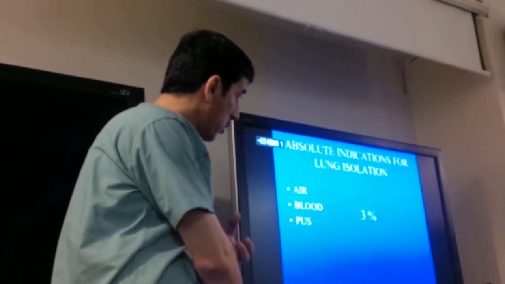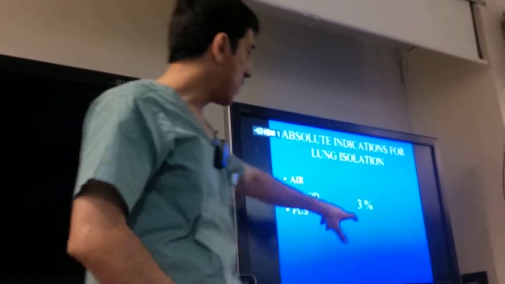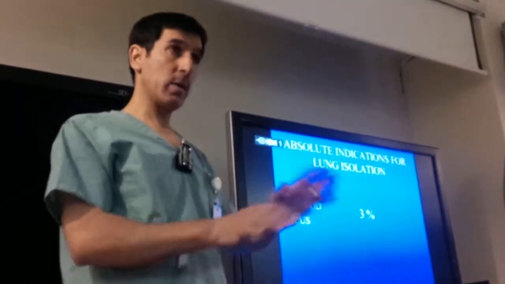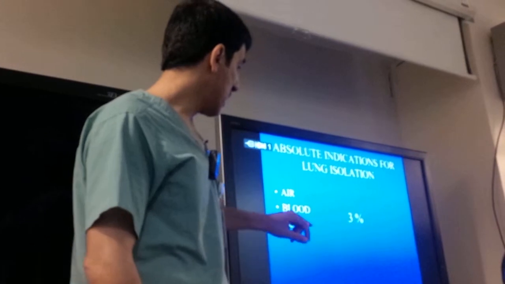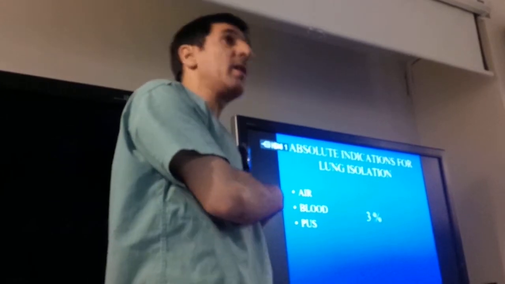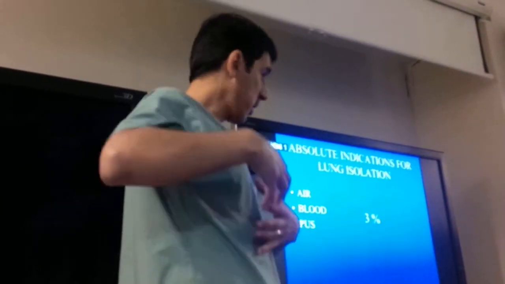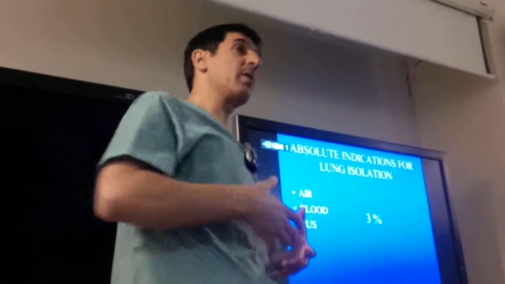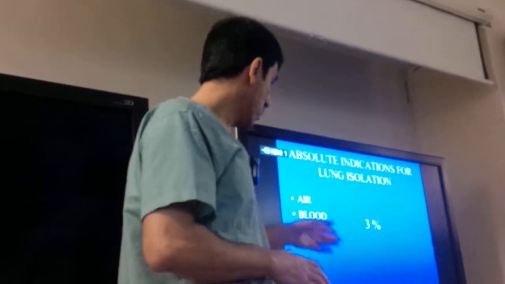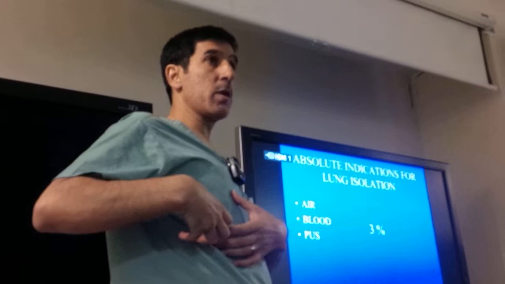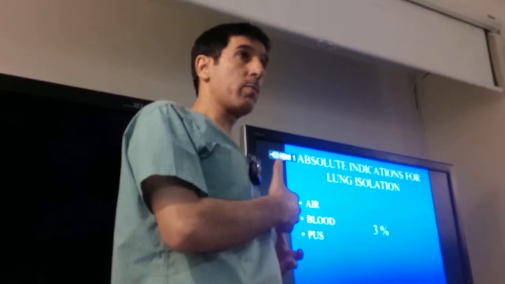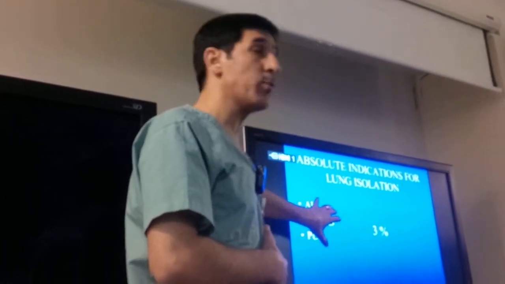Before the introduction of thoracoscopy, only 3% had an absolute indication for isolation. Absolute. You have to isolate, no matter what: air, blood, and pus. When the infected lung has pus and you have to protect the other lung, then you have to isolate. This is an absolute indication. When one lung is bleeding, with pulmonary hemorrhage, then you have to protect the other lung from the blood. Then you have to get isolation. When there is a bronchial fistula, a bronchopleural fistula, a big one, then you have to isolate to protect the other lung. These are the only absolute indications.